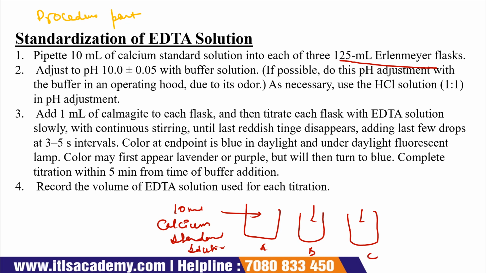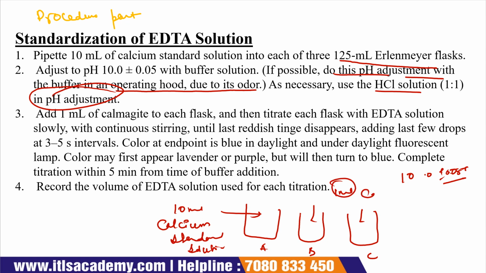After that, we have to adjust its pH to 10.0 plus or minus 0.5 with the help of the buffer. If possible, do this pH adjustment with the buffer in an operating hood due to its odor. Now it is very necessary that we do not use HCl solution in adjusting the pH. When the pH is adjusted, we add 1 ml of calmagite in each flask, like this.